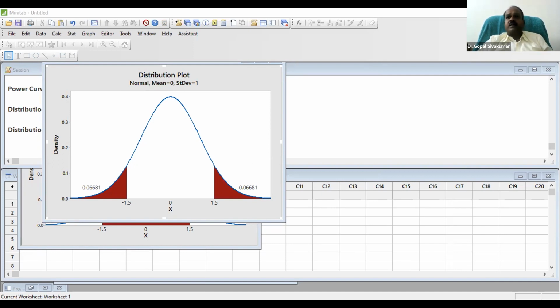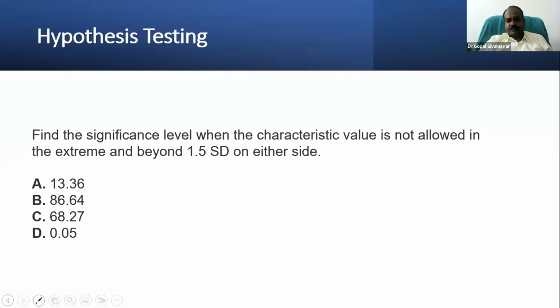So 13.36%. Now see, approximately 13%, right? Am I right? All of you get the point? 6.6 on the right, 6.6 on the left. That means 13 point some percentage. Let us go to the options. Are you seeing 13.36? Yes.